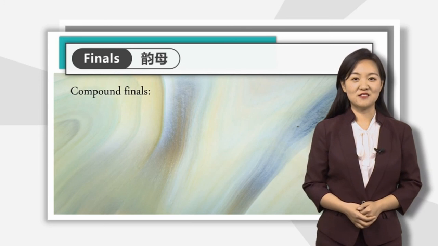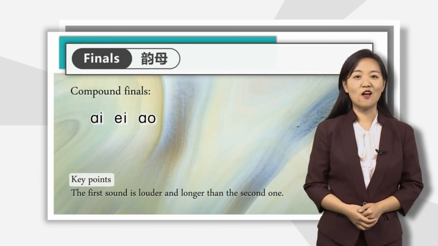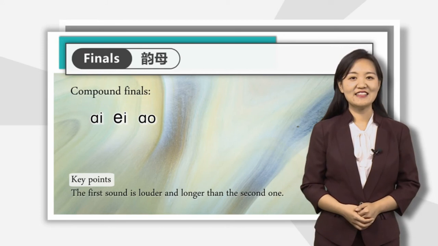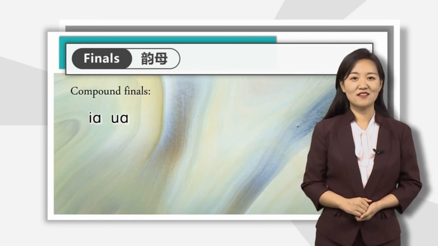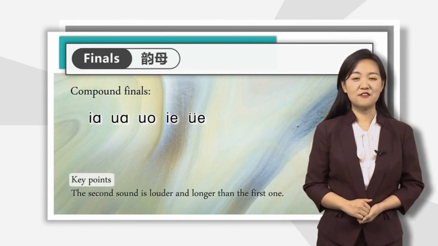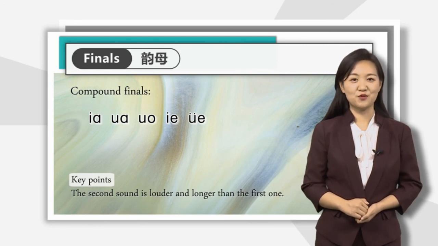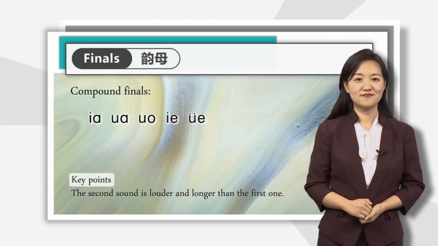Now let's move to the compound finals. ai, ei, ao. When pronouncing these three finals, the first sound should be louder and longer than the second sound. Read after me. Ai, ei, ao. The next group, ya, wa, wo, ye, yue. When pronouncing these finals, the second sound should be louder and longer than the first one. Read after me. 跟我读。呀，哇，窝，耶，约。Very good.